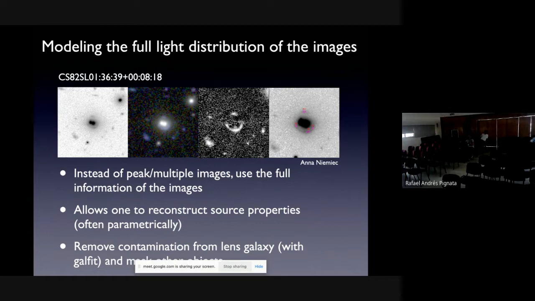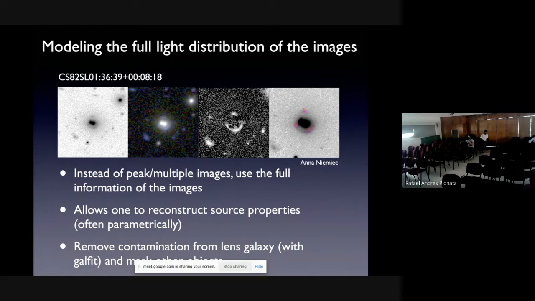The key is to get rid of the contamination of the light of the lens, right? Because you use all the light of the images. So what you do is you fit the light of the lens. In this case, the lens is two, so you have to fit the two light profiles and subtract them. There is a code called Galfit that does that. And so that's the third image from left to right. That's the image with the galaxy lens subtracted, right? And this now will be used for the modeling.